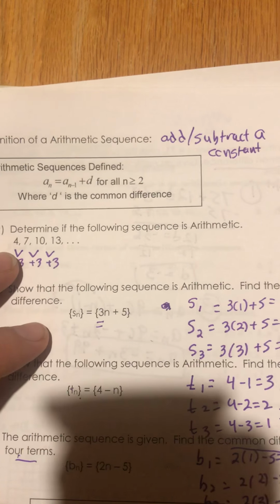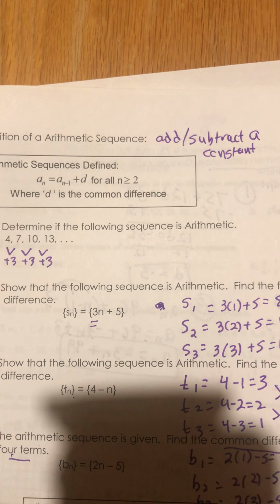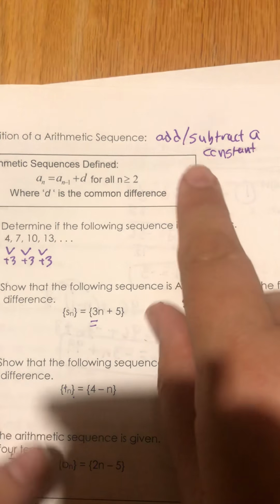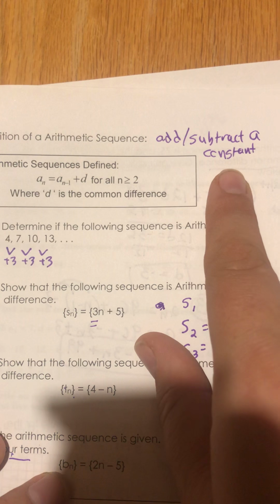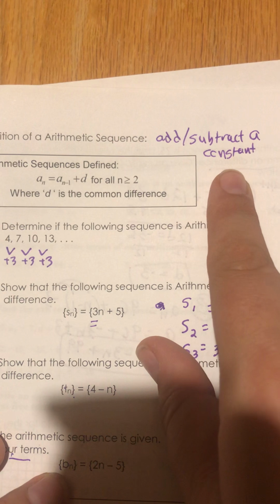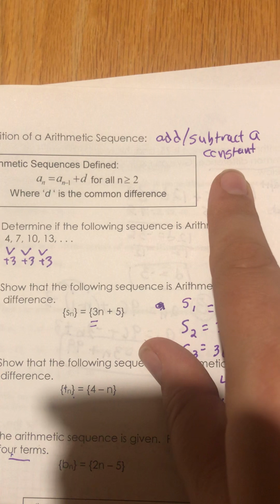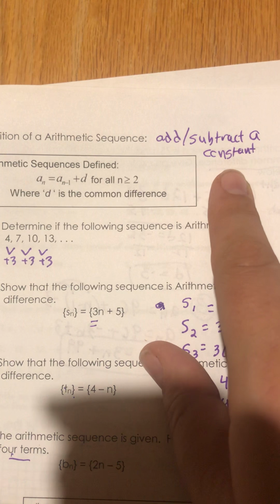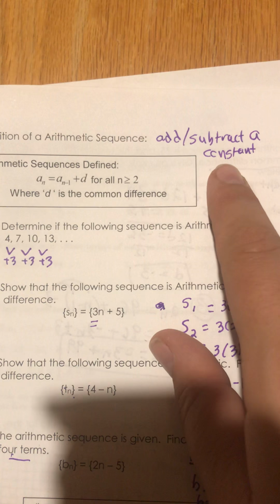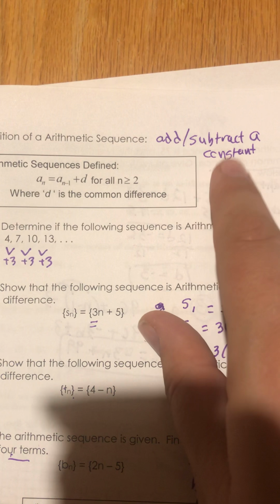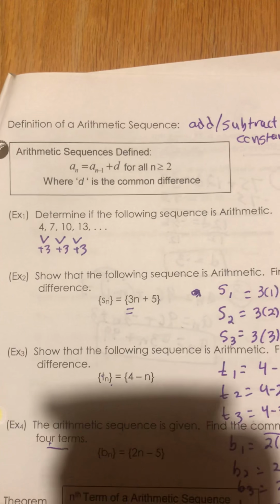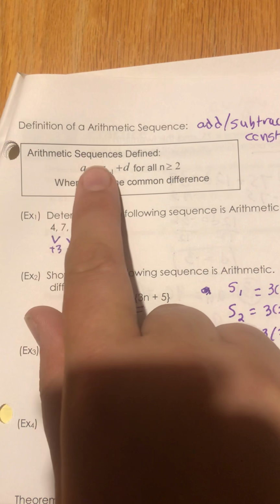What is an arithmetic sequence? Well, what makes something arithmetic is that we are adding or subtracting a constant value. So we are adding or subtracting a number, and that makes it arithmetic. If you are multiplying by a constant, that's called a geometric sequence. So when we add or subtract a constant, it's arithmetic. So this is arithmetic sequences defined.